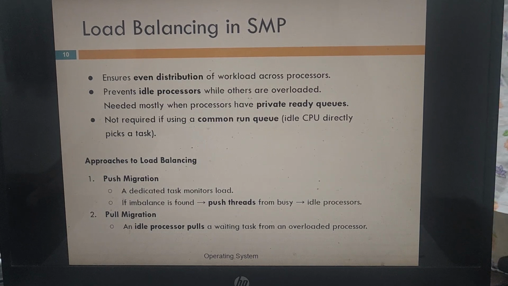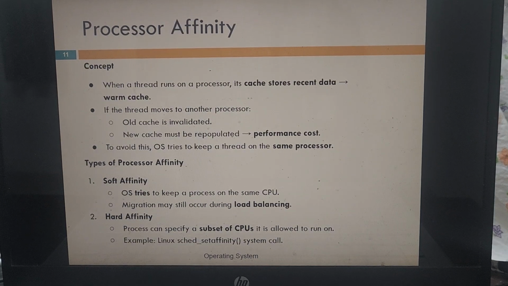That is load balancing. One last concept we will look at in relation to multiprocessing, and a very important concept at that, is processor affinity. We know that we have a ready queue. The ready queue has processors. You have a bunch of CPUs.